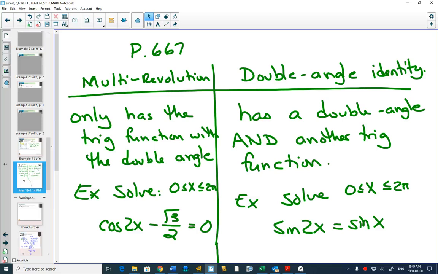So what we have to do is look at where are the times that one strategy would be best and where are the times that another strategy would be best. So for our multi-revolution questions that we've done already, if it only has the trig function with the double angle, and just numbers and other things besides that, then multi-revolution would be the best strategy. But if you have the double angle and another trig function, then you'll want to use a double angle identity.